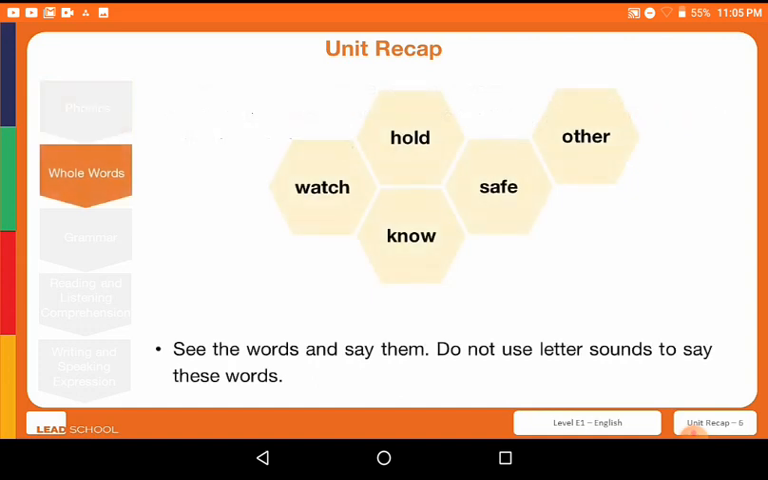Now we come to whole words. We learned some whole words here as well. Some of them were watch, hold, know, safe, other. For whole words, we do not use letter sounds. We see the words and say them.